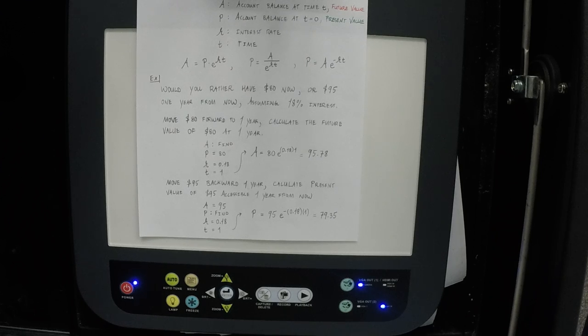A year ago, we would have started with $79.35 to get to 95. So what it's saying is that you took these two values of money at different times. We took the $95 that was in the future and pulled it back to the present. And at the present, it was worth $79.35. So which one do we want? The 80, right? So does everybody see that either point of view is telling you that the 80 is the better deal?